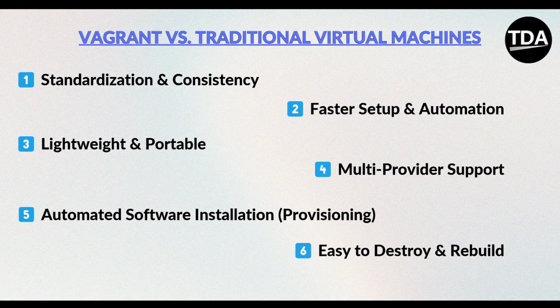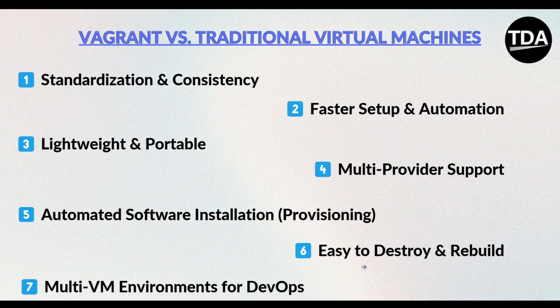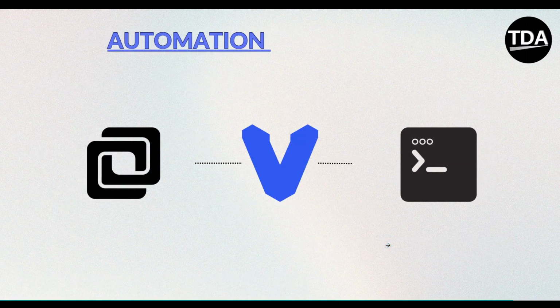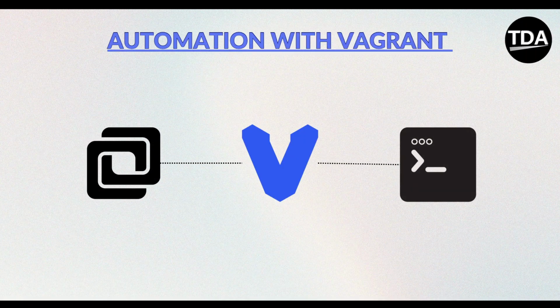If a traditional virtual machine breaks, you manually reinstall it. But with Vagrant, just run vagrant destroy and vagrant up. Now your virtual machine is instantly recovered. If you need multiple virtual machines, you can configure them all in just a single Vagrantfile. So this is perfect for microservices and cloud environments. So as you can see, Vagrant simplifies, automates, and speeds up virtual machine management. Faster setup, less resource usage, easier collaboration, and automated provisioning. If you are still manually setting up virtual machines, stop. Start using Vagrant today.